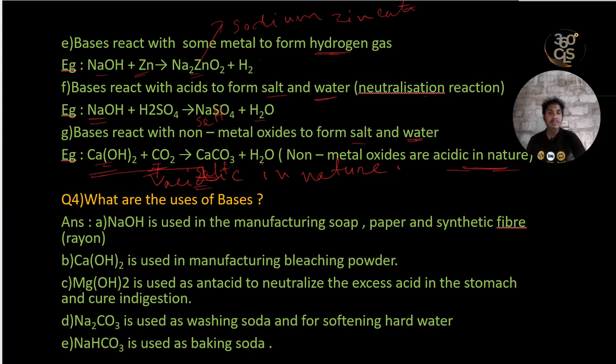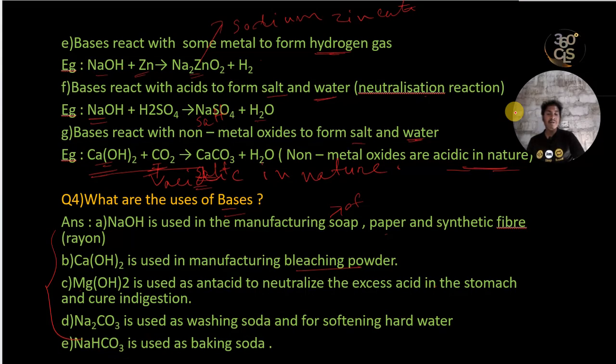So these are all about the properties of bases. The next question is what are the uses of bases? The first one is sodium hydroxide is used in the manufacturing of soap, paper and synthetic fiber like rayon. Then calcium hydroxide is used in manufacturing bleaching powder. The bleaching powder is also known as calcium oxychloride.